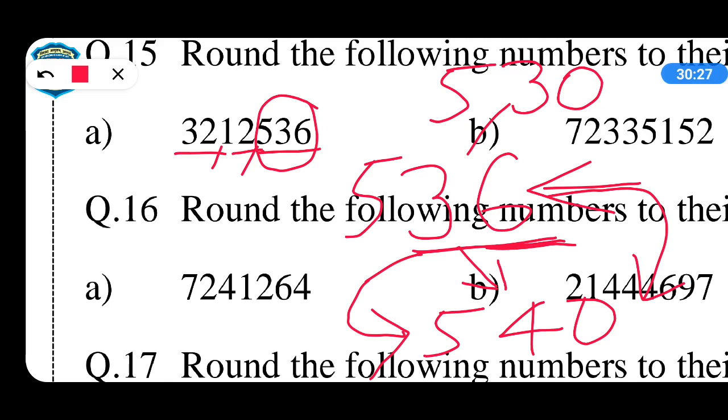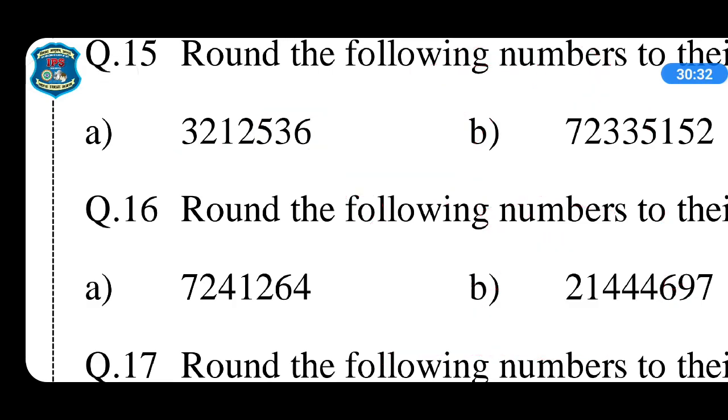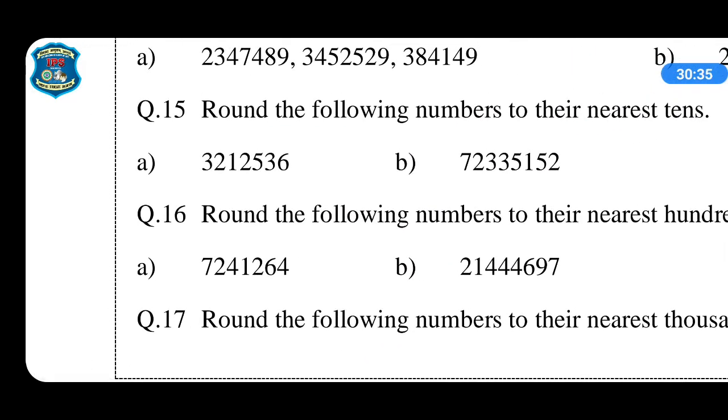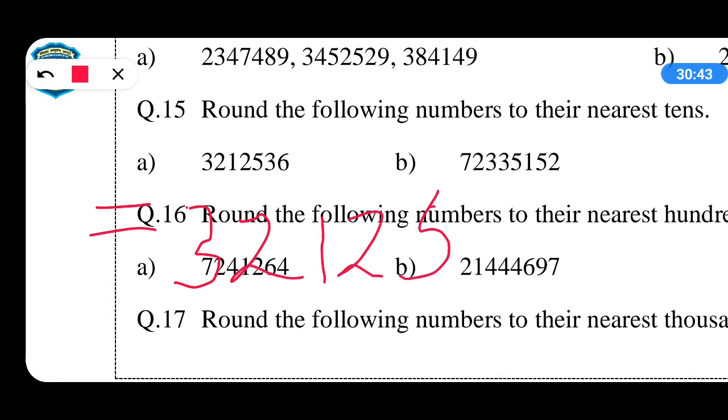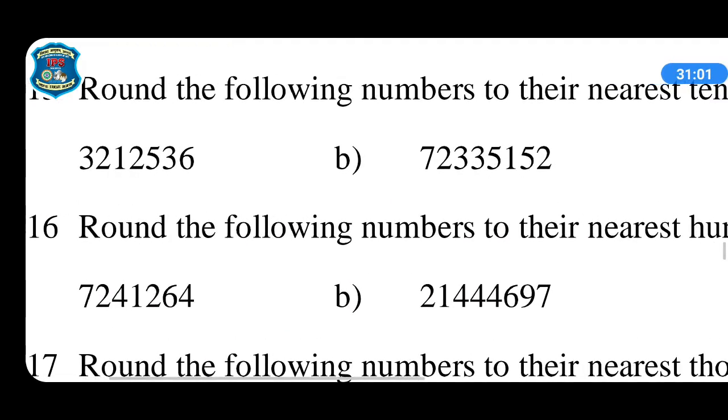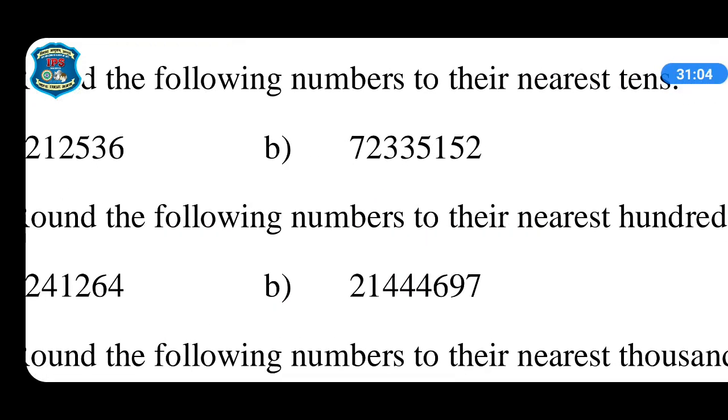Got it? So first you have to do this rough work, then write down the number to its nearest 10. This number will become 3, 2, 1, 2, 5. This 36 will become 40, right? So the number will be 32,12,540, right?